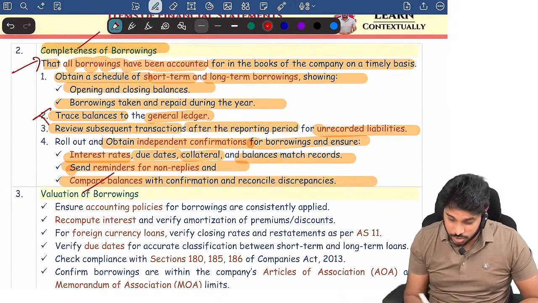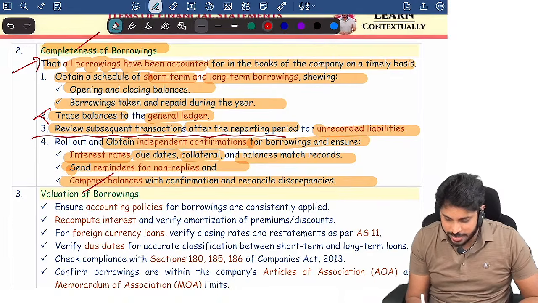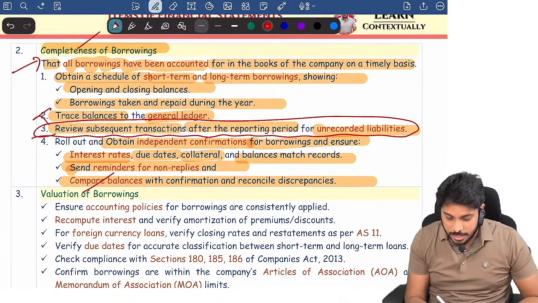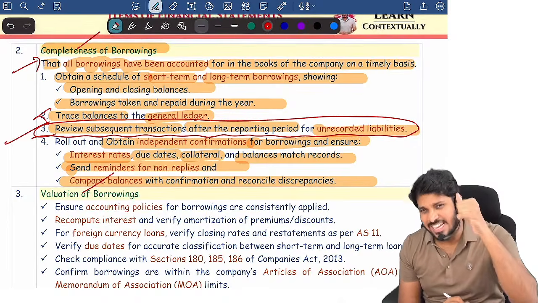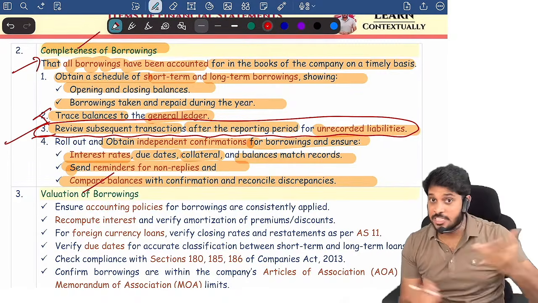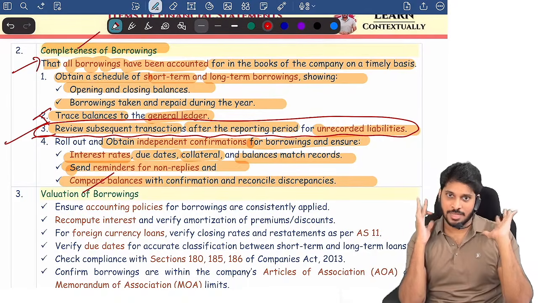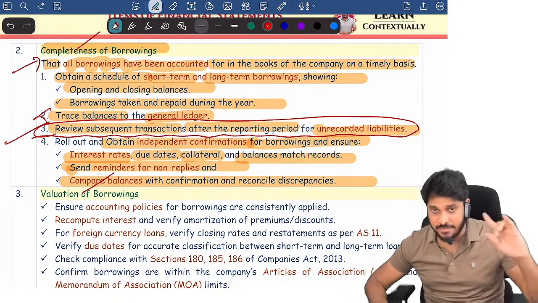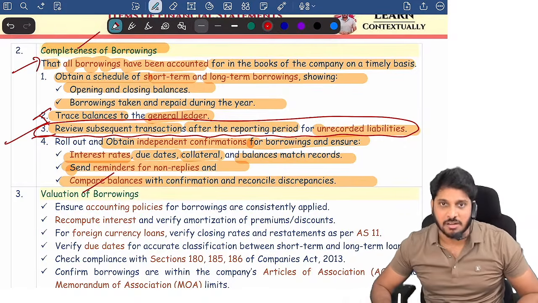Sometimes in exam they'll ask you, review subsequent transactions after reporting period. This is an example of existence, example of completeness, example of rights and obligation. What like that they can ask you. Remember, they have asked a similar question in a previous attempt.